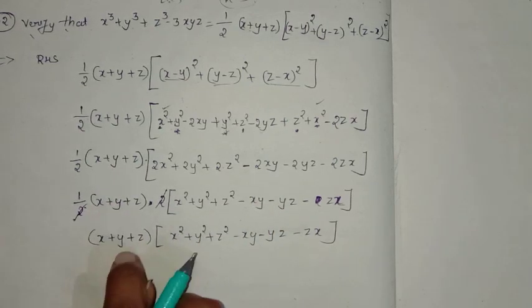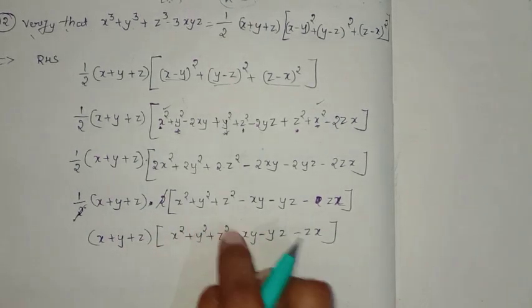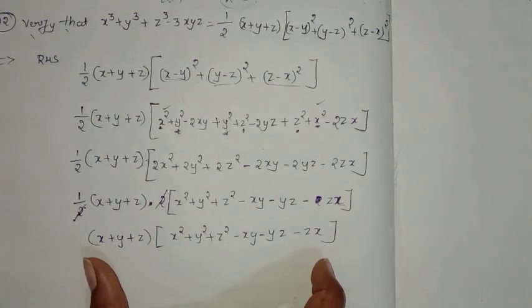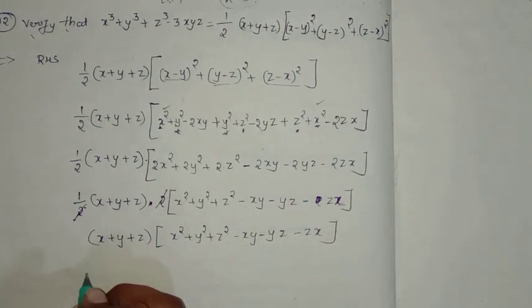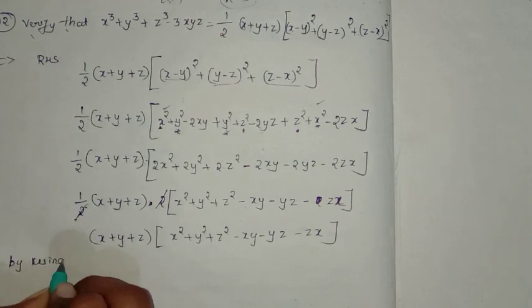So x to the power 1, y to the power 1, z to the power 1, and here it is x square, y square, z square, and xy, yz and zx. So did you remember which formula we have used? That is nothing but by using an identity. Which identity? That is the cube identity.